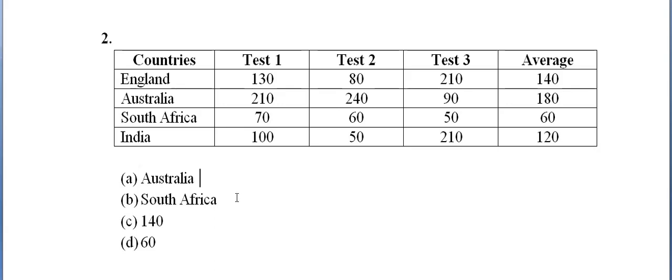Okay. Now the next question. Against which team did Rohan have the lowest average? So you can see the lowest number, the smallest number. 60 is the smallest number, and this is for South Africa. So against South Africa, he has the lowest average.